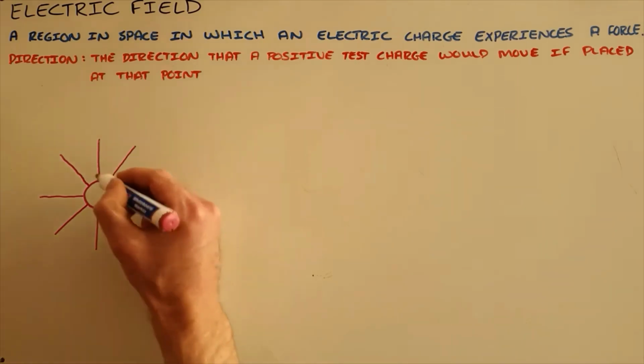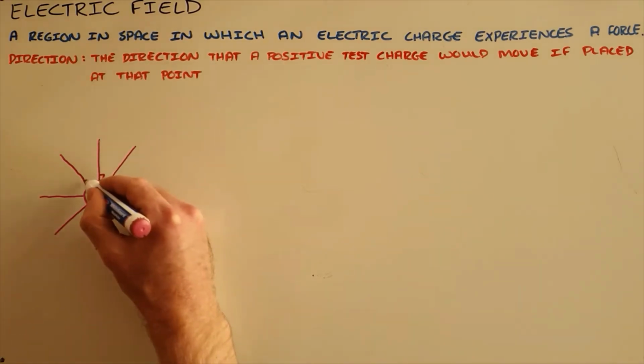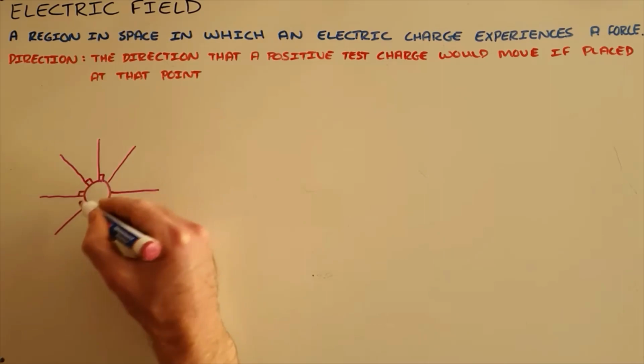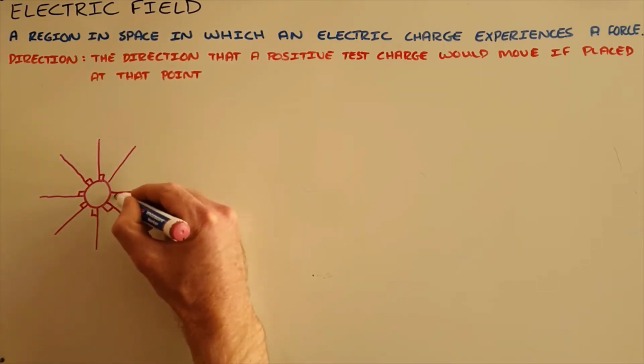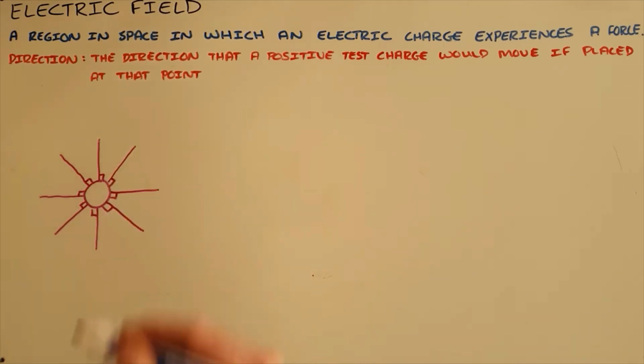It's important to note, field lines must always be drawn perpendicular to the surface on which they originate, and field lines may never cross or touch because that would suggest that there are two different electric fields at a specific point.